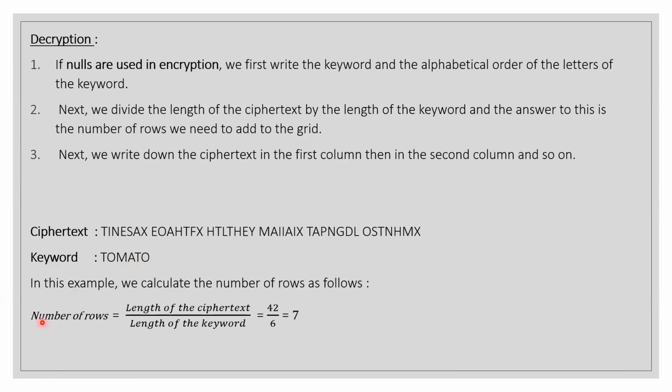And then in this example, while decrypting, I know that the number of columns in this grid is the number of letters in the keyword. So here there are 7 letters in the keyword, so there will be 7 columns in the grid. Then to find the number of rows, I'll have to divide the length of the ciphertext by the length of the keyword. So the length of the ciphertext is 42 and the length of the keyword is 6. So there'll be 7 rows in the grid.